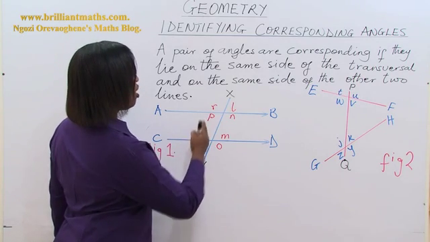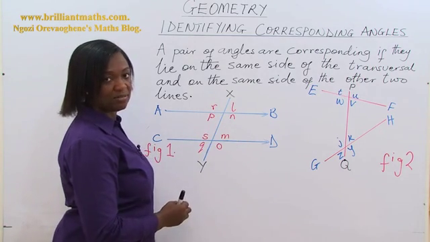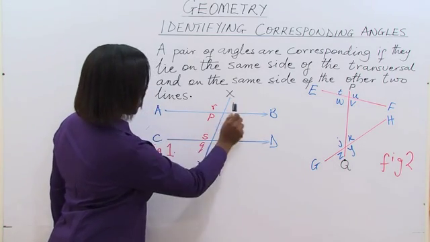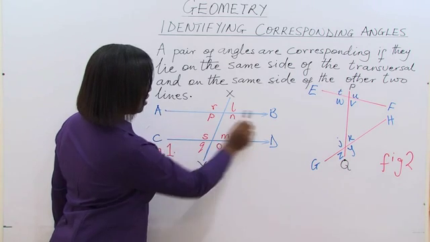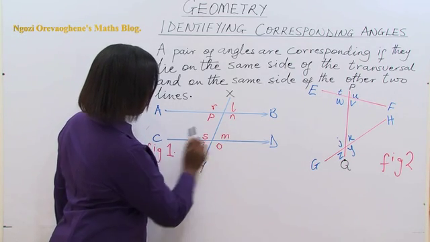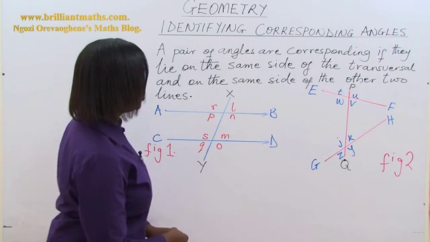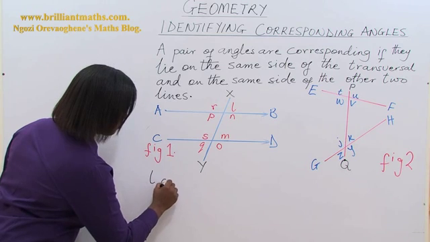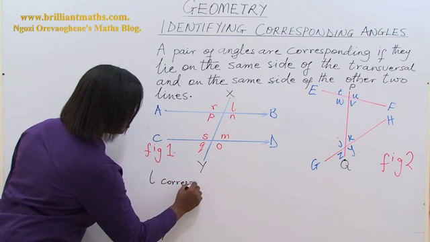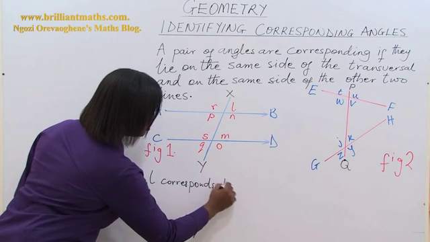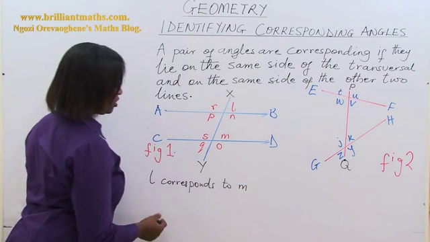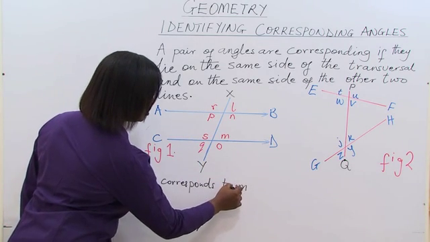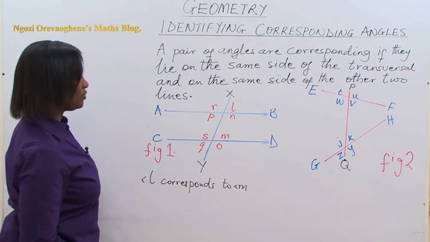As you can see, angle L is on the same side as M. They are both on the right side of the transversal, and they are both on top of the line. L is on top of AB, and M is on top of CD. So we can say angle L corresponds to angle M.